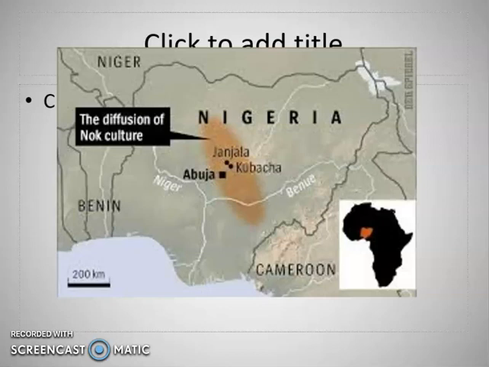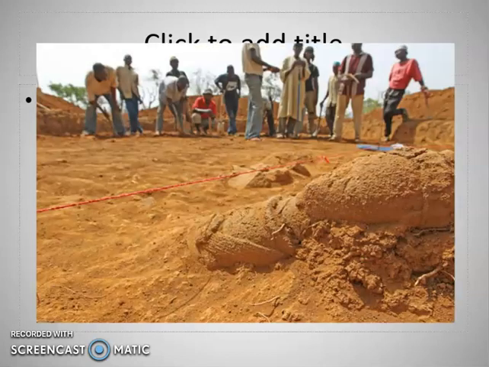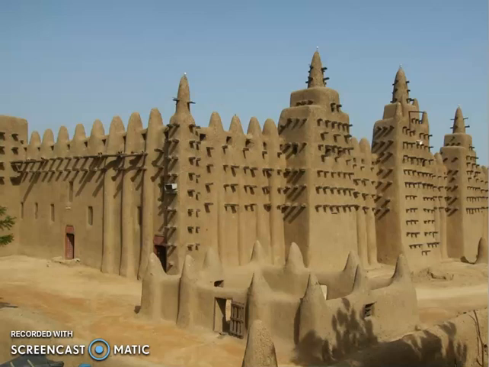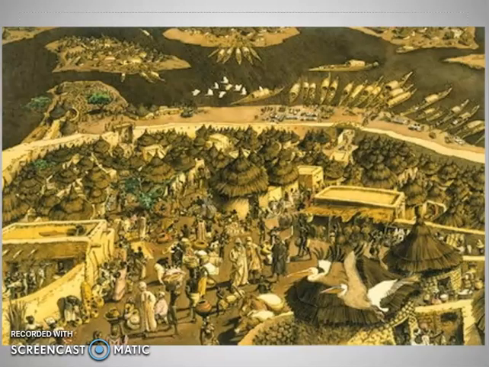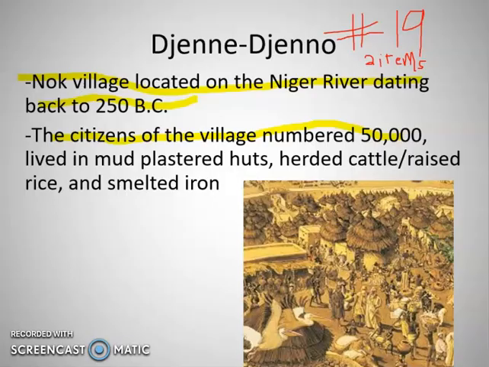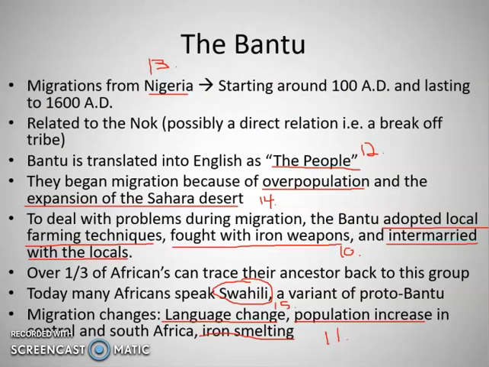All right, so that gives you an idea where they were located, between the Niger River and beyond. Today people are still finding these really cool figurines. You can see field archaeology there, taking layer by layer of dirt. You have a mosque here. It's a Muslim majority area now. The biggest city they built was called Jene, located in Niger, about 250 BC, with 50,000 people. It had some really cool mud-plastered huts, and they grew rice and things like that.